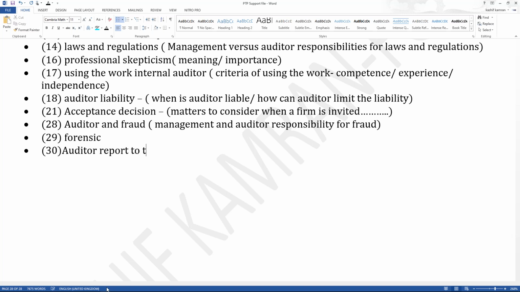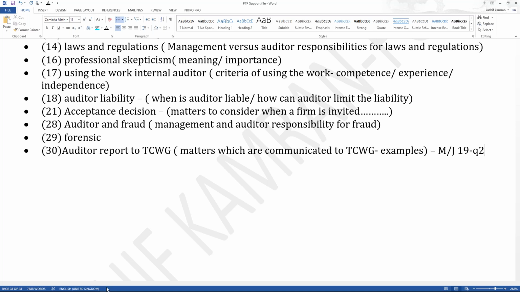Auditor report to TCWG. From this article, you should know the matters which are communicated to TCWG. You should know the examples given by the examiner because those same examples can come in the past paper. You can attempt the question March, June 19, if I'm not wrong, question number 2, part B. And now I think I've already covered this question in some of my webinars.